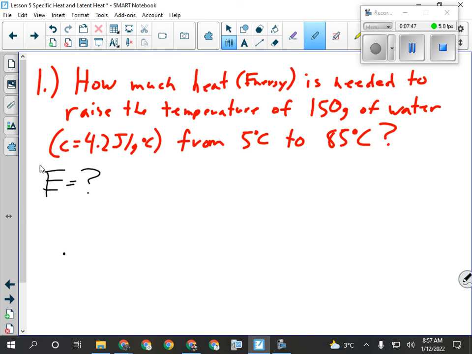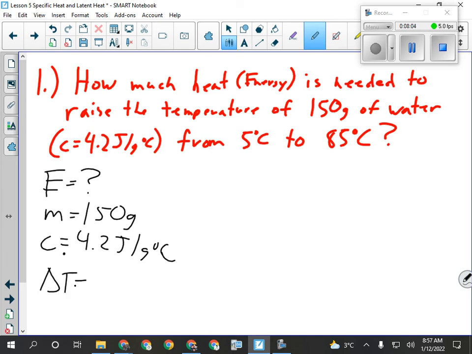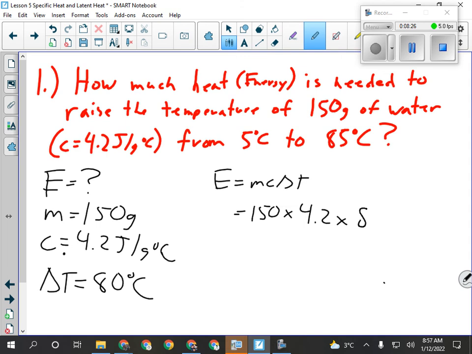Is needed to raise the temperature of 150 grams, so that's our mass, of water, which has a specific heat capacity of 4.2 joules per gram degree Celsius, from 5 degrees to 85 degrees. So what's my temperature change? 80. All right, so I've got m, I've got c, I've got delta T. So E equals mc delta T. I plug in my numbers: 150 times 4.2 times 80.